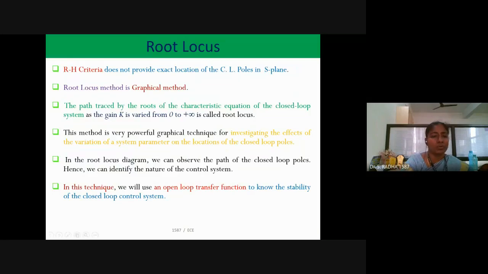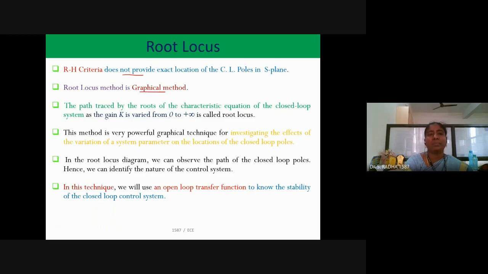It gives the location of closed loop poles, and it is a graphical method. It is an effective method in finding the effect of system parameters on the system. So if you see, the first thing is root locus will not provide the exact location of roots.